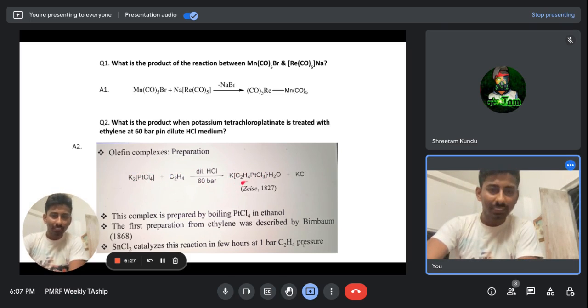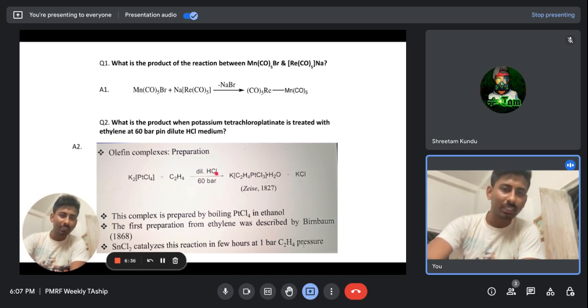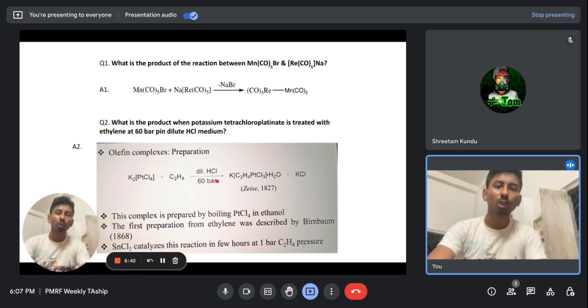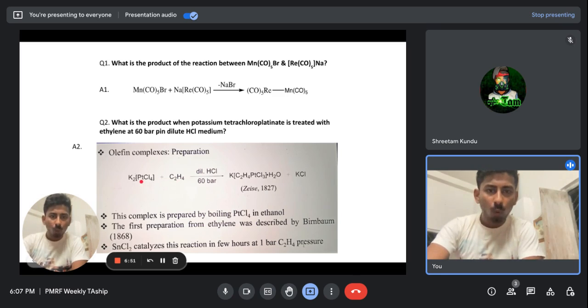It is KC2H4PtCl3 dot H2O. One H2O comes from the moisture that is present, and the KCl is actually eliminated here from this HCl. It is dilute HCl, so it has a lot of water also. So the water source can preferentially be taken as the dilute HCl mixture. So in this case, what happens? We shall go one by one.